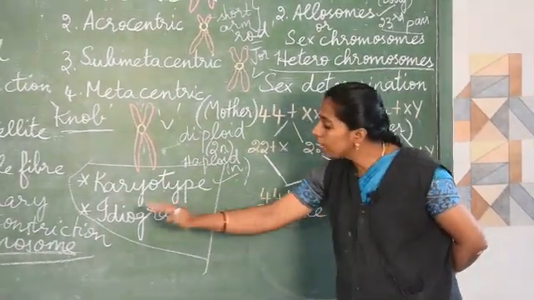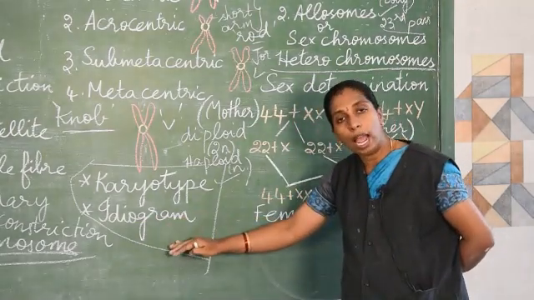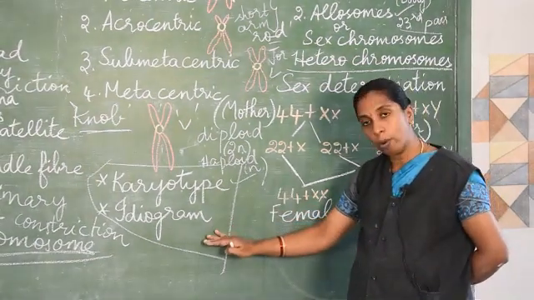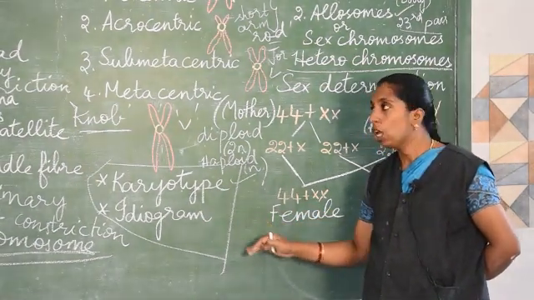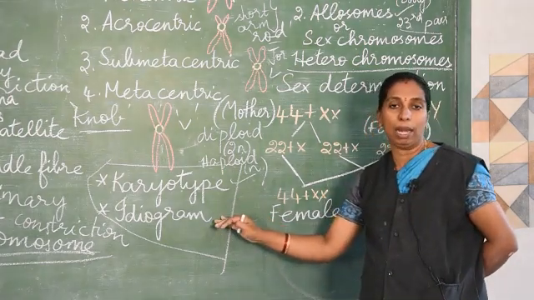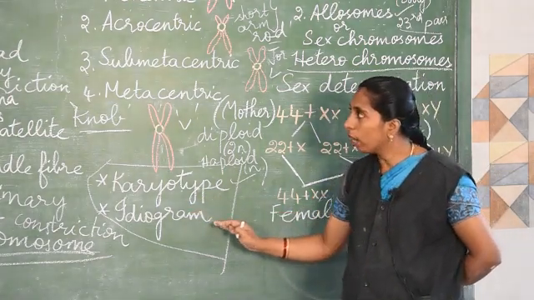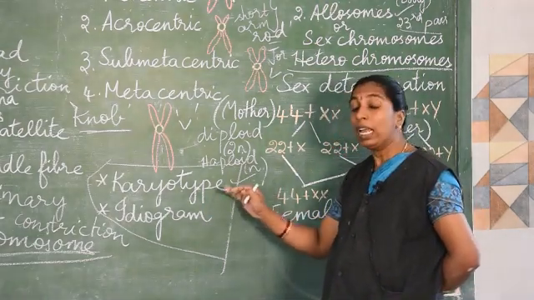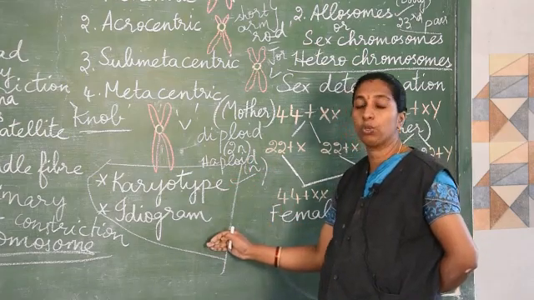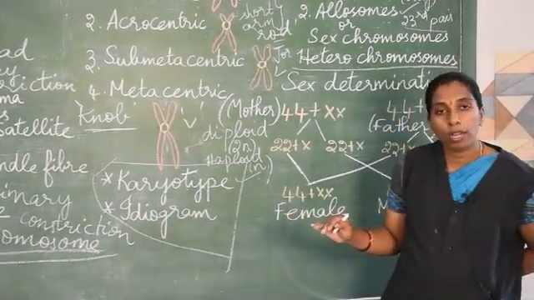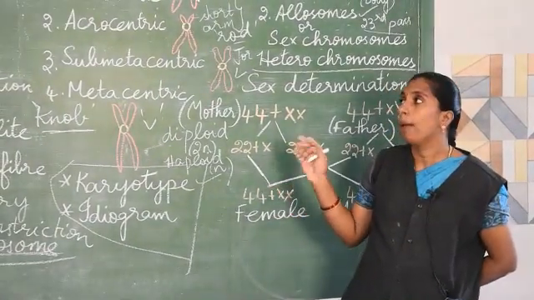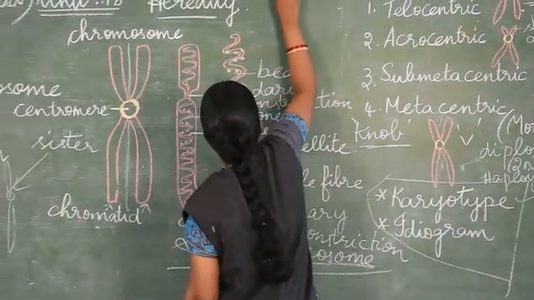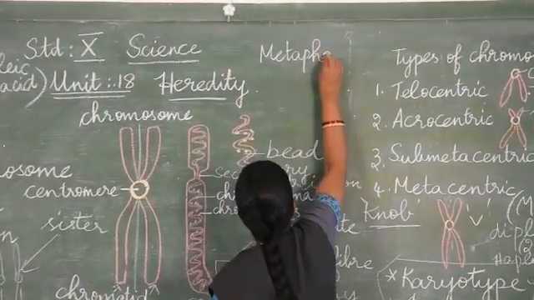What is an ideogram? An ideogram is a diagrammatic representation of the chromosomes in the metaphasic stage. In your textbook you can see this diagrammatic representation. What is the metaphase stage? You have already learnt in mitosis and meiosis. Metaphase stage means all the chromosomes will be arranged in the middle. So that is called metaphasic.